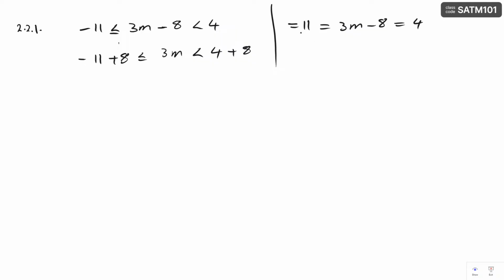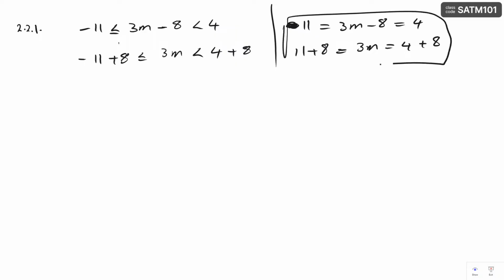Okay, let me just erase this. What you do to this side, you must also do to the other side. If you take 8 to the other side, it's 3m equals 4 plus 8. On this side, you also have to do 11 plus 8. That's what I'm trying to say. But please put the sign that you are given there.